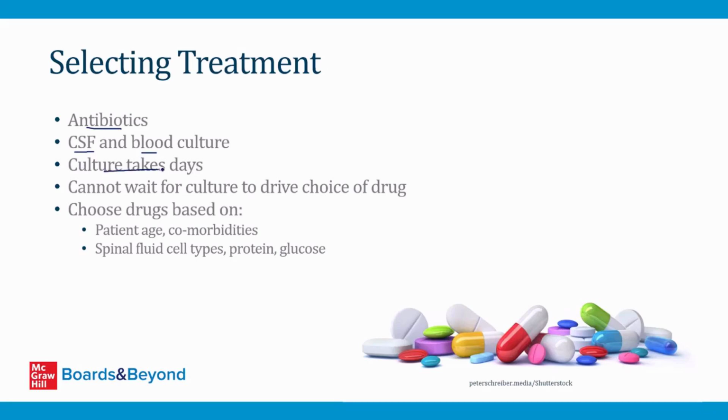Problem is that culture can take days, so you can't wait for the culture to drive your choice of drugs in a patient who you think has bacterial meningitis. So in actual practice, what we do is we empirically choose drugs, and by this I mean we choose drugs without knowing exactly what organism is causing the infection. And we choose the drugs based on the patient's age and comorbidities, and also based on the findings of spinal fluid like the cell types, protein, and glucose. If these things indicate a probable bacterial meningitis, then we use the patient's age and comorbidities to empirically select antibiotics.